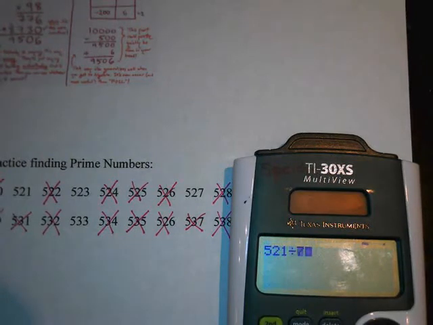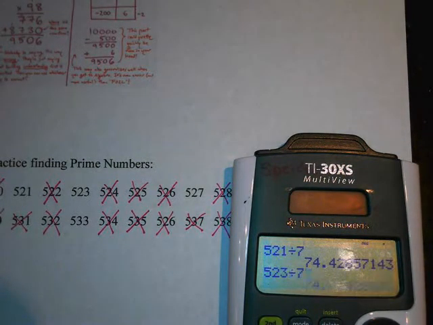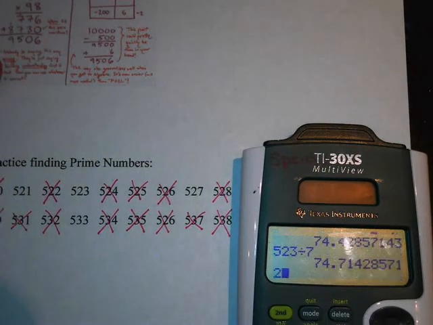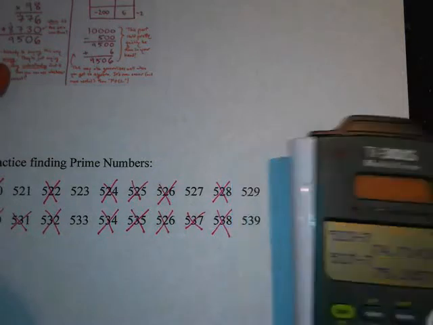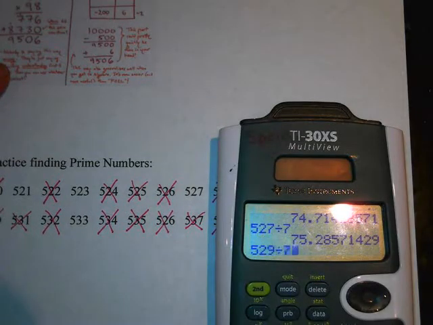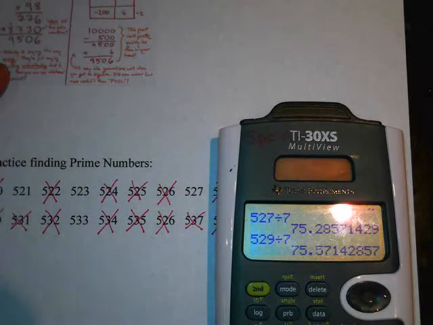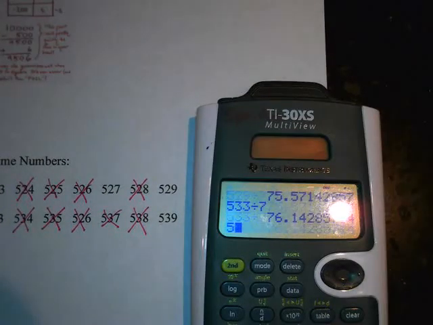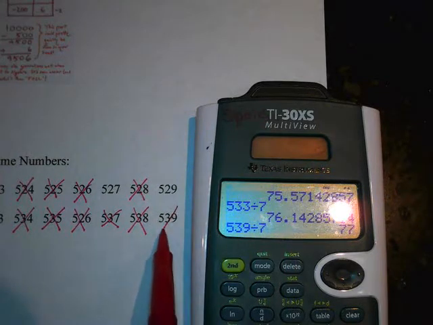523 divided by 7. Nope. 527 divided by 7. Nope. 529 divided by 7. Nope. 533 divided by 7. And 539 divided by 7. Nope, we hit one. There we go. So we get to cross this one off, 539, because that is divisible by 7. So 7 is a factor.